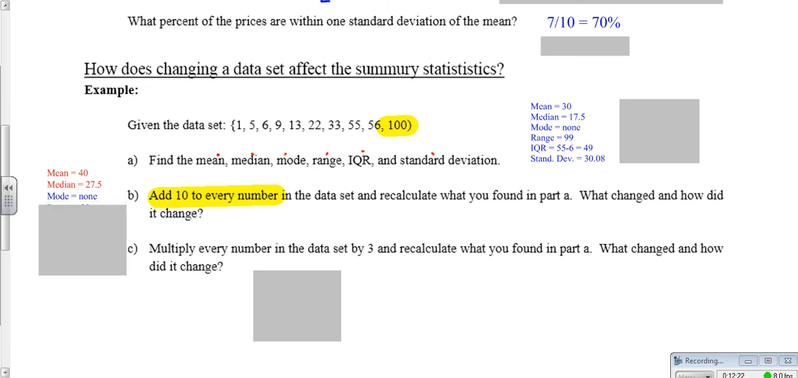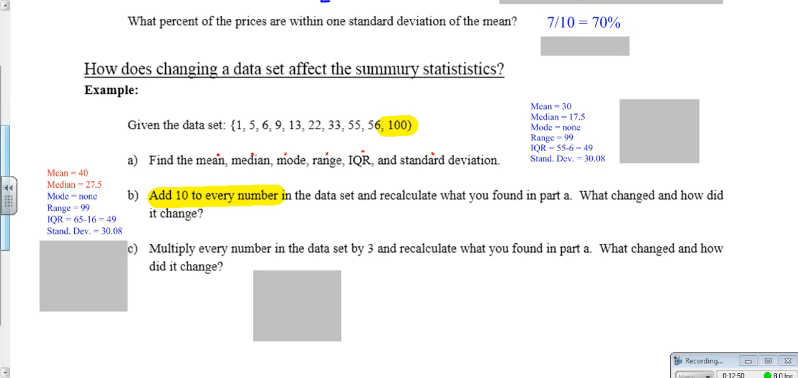The mode hasn't changed. The range is still the same because 110 minus 10 is still... well, that'd be 11 then. So 110 minus 11 is still 99. Interquartile range, each number increased by 10, so the interquartile range is the same, and the standard deviation is the same. So adding something to every number only affects the mean and median, and it just increases them by 10.